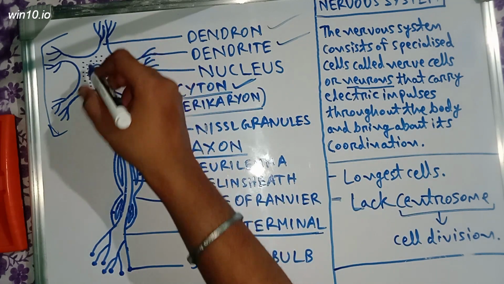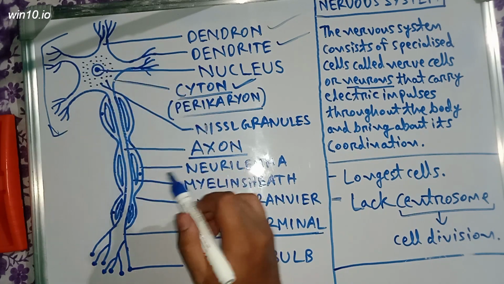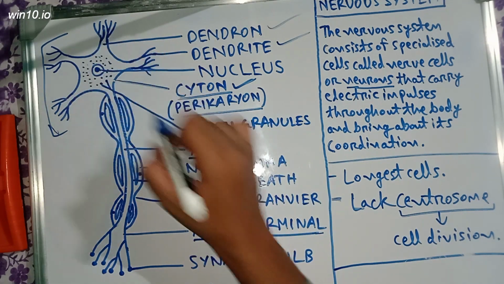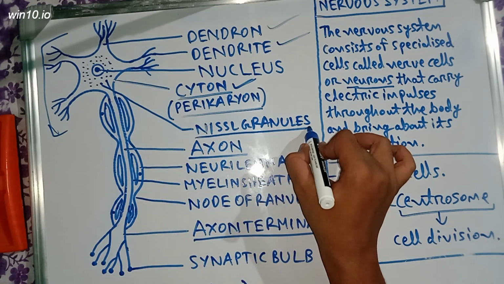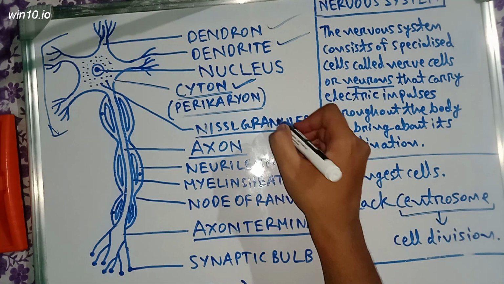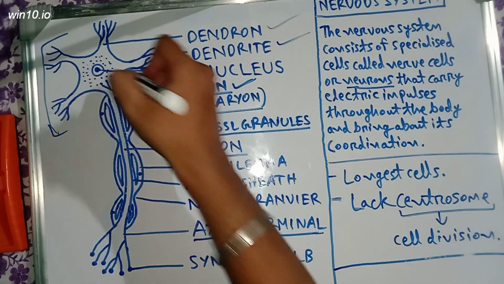Surrounding the nucleus, there is cytoplasm, the cell matrix. In this cytoplasm, there are certain granule-like structures which are termed as the Nissl granules. What is the function of these granules? They carry out the process of protein synthesis.